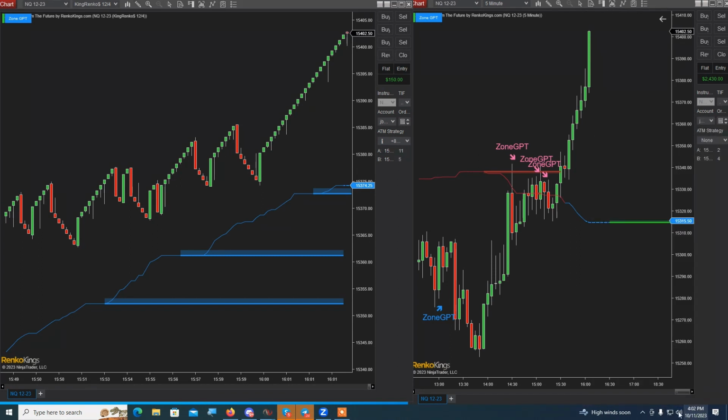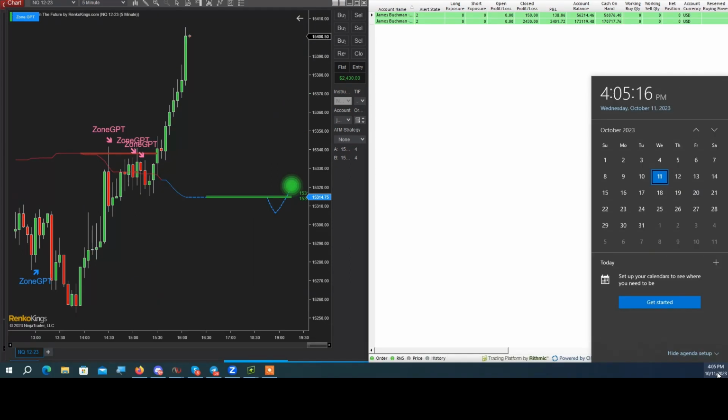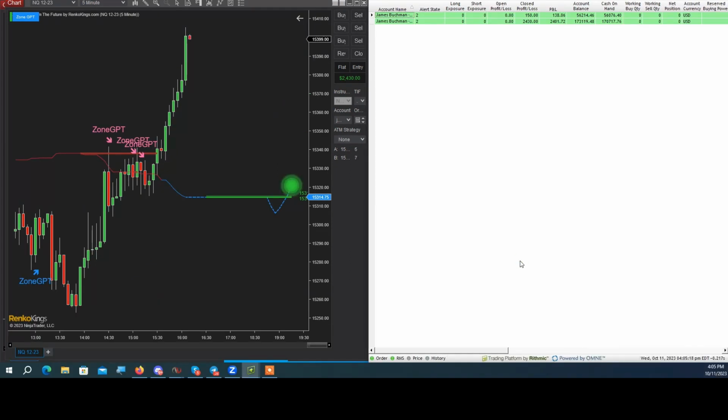Let me show you the dashboard real quick. So an amazing day with ZoneGPT from the future on the 5-minute swing trade chart. These are the two accounts from the same prop firm. The small amount obviously is the scalping chart, and this one is the swing chart.